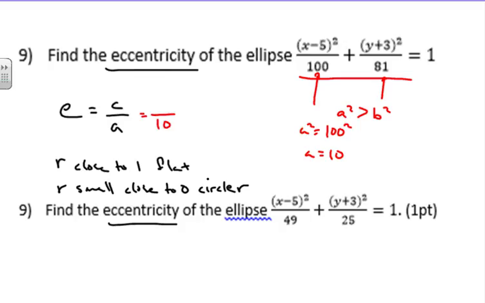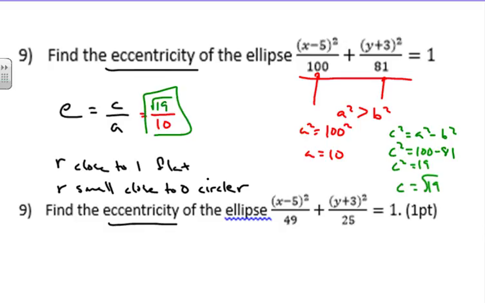Now, to find c, we have to use our two values and this equation: c squared equals a squared minus b squared. So from here, we take 100 minus b squared, which is 81, and that's going to equal c squared. C squared then is going to equal 19 in this case. So c is going to equal the square root of 19. We'll just move that up, and so c equals the square root of 19.